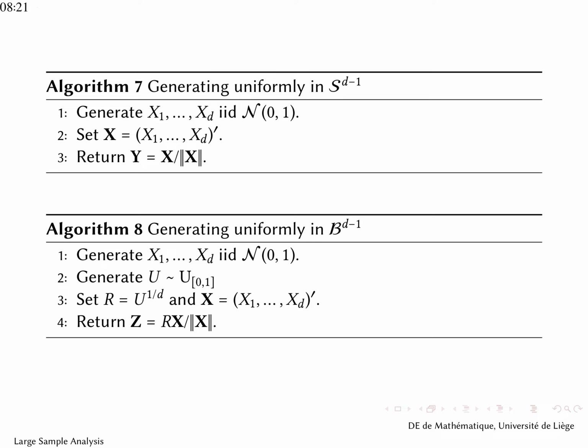As such, algorithm 8 is almost the same as algorithm 7, but we also randomly generate a variable which corresponds to the radius. So in step 3, we set r, the radius, as a uniformly distributed random variable, and we raise this to the power 1 over d because of proposition 1 on the previous slide. So we now have a random vector x over norm of x which lies on the unit hypersphere. We have generated a radius r. Thus, in the end, we just multiply this radius with the vector x over norm of x to get a new random vector z, which is uniformly distributed inside the d-dimensional hyperball.